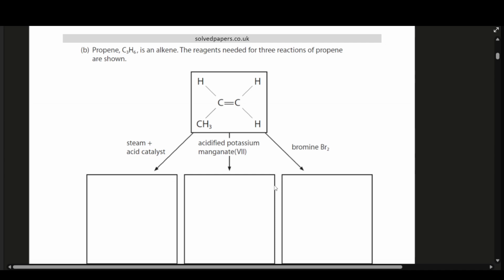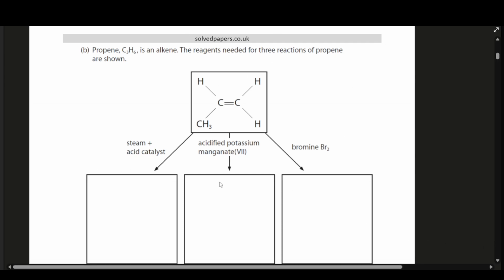Next part is propene. Now, propene is an alkene. They asked for the reagents required for three reactions of propene. They have provided you propene. They want to know what is produced when you pass propene with steam over an acid catalyst, what happens when you oxidize it using acidified potassium manganate(VII), and what happens when you add bromine to it.